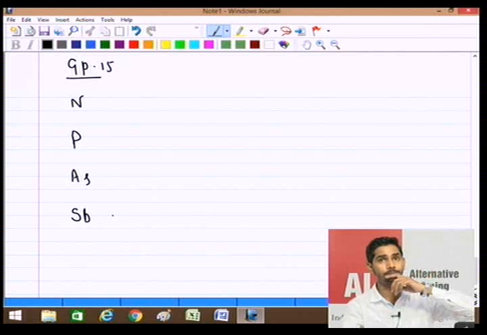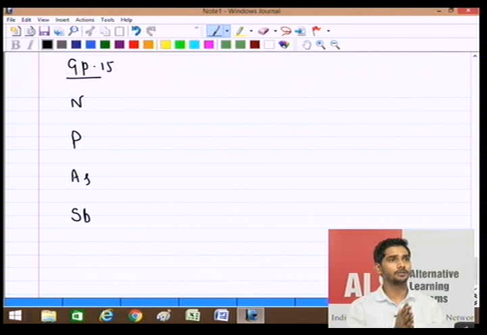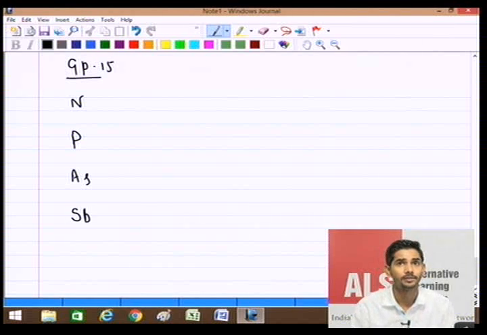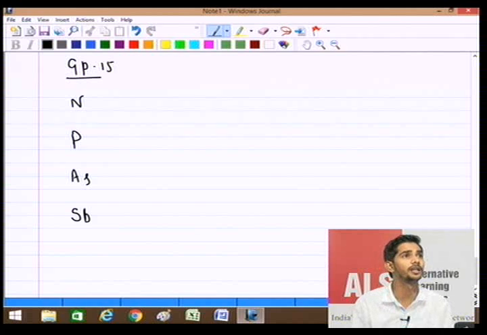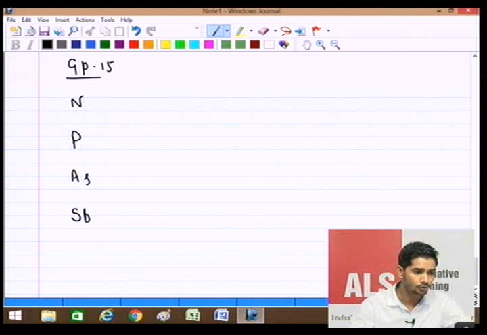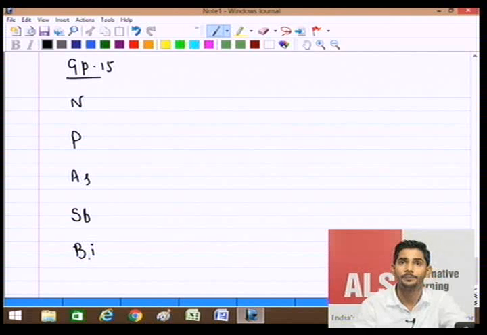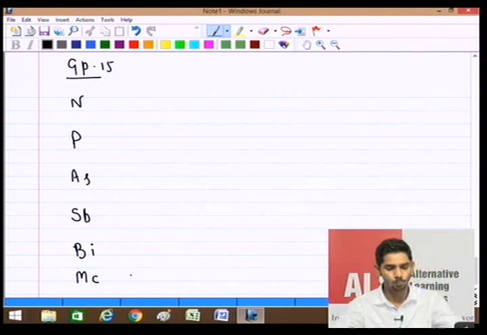Guys, remember that many of the elements you can identify by just looking at their representations, but there would be certain elements which are a little bit different because they are derived from their Latin names. So Sb is actually antimony. Then what was the next element? There is nitrogen, phosphorus, arsenic, Sb, bismuth, Bi, and then the last one is Mc, which is moscovium. Recently discovered, moscovium.